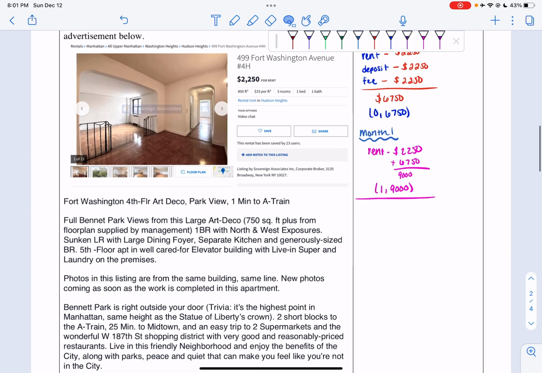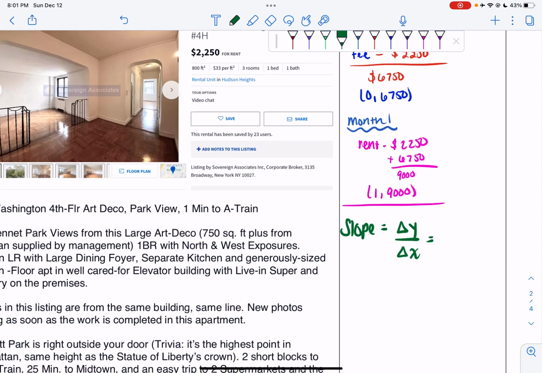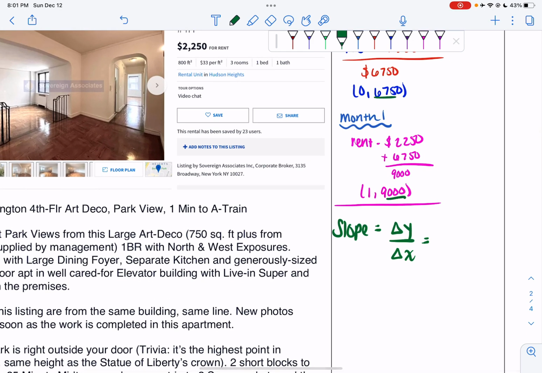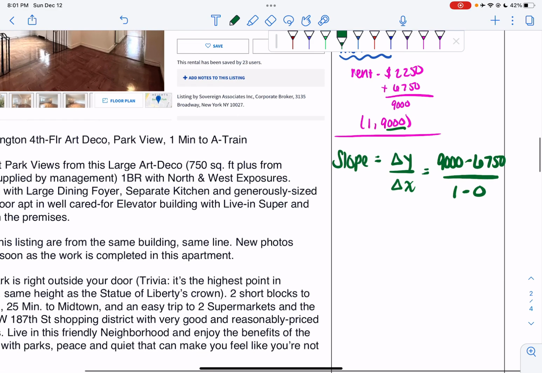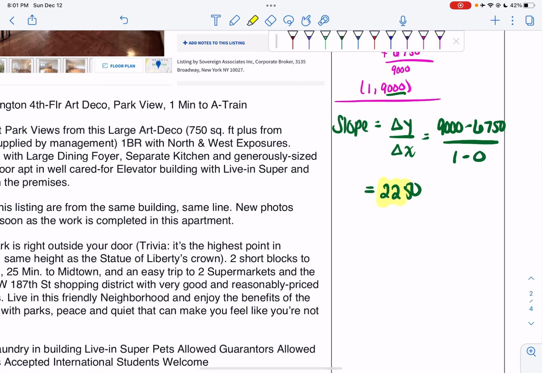So now that I have this information, we're going to find our slope. So to find our slope, we're going to do the change in y over the change in x. So I'm going to subtract my y values, in this case my 9,000 and my 6,750, over 1 minus 0. When I type that into my calculator, I should get 2,250. So I can say my slope is 2,250.